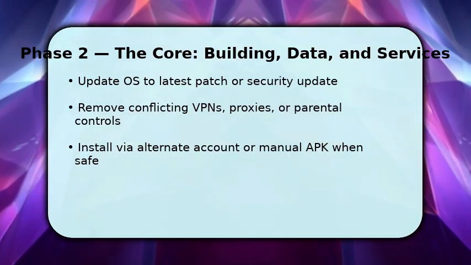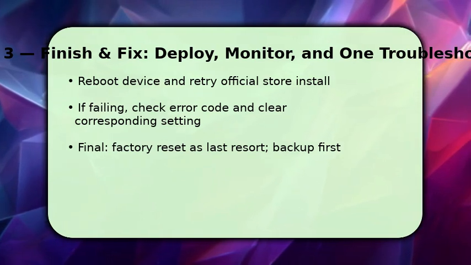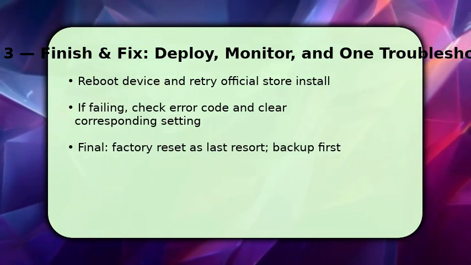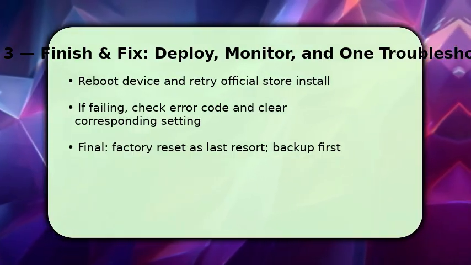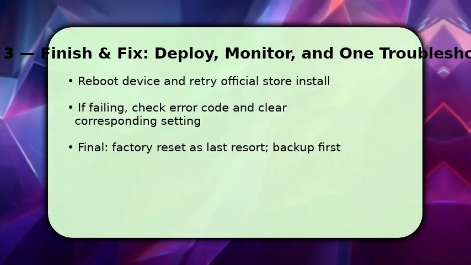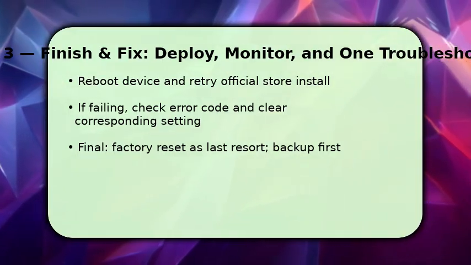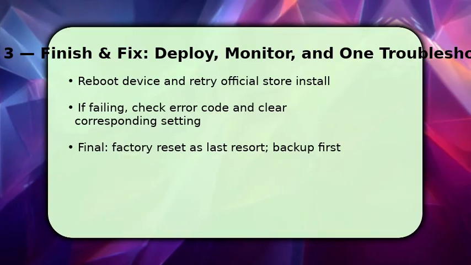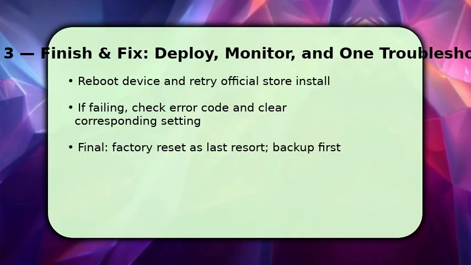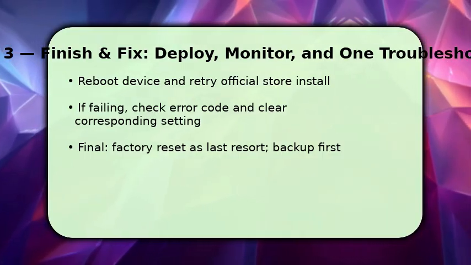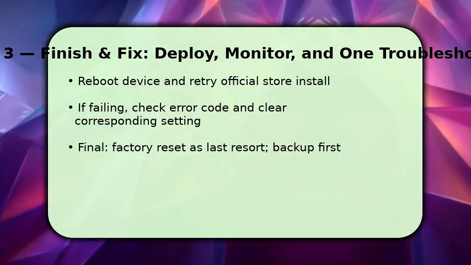You complete the process by rebooting the device and attempting the official installation again. A fresh boot finalizes system changes. If the install still fails, note any error code and search settings tied to it, like date/time mismatches or certificate errors, and correct them. As a last resort, perform a factory reset after you backup data. This removes deep configuration corruption. If problems persist after reset, contact device support. The key tip: always back up before drastic steps and verify error codes first.